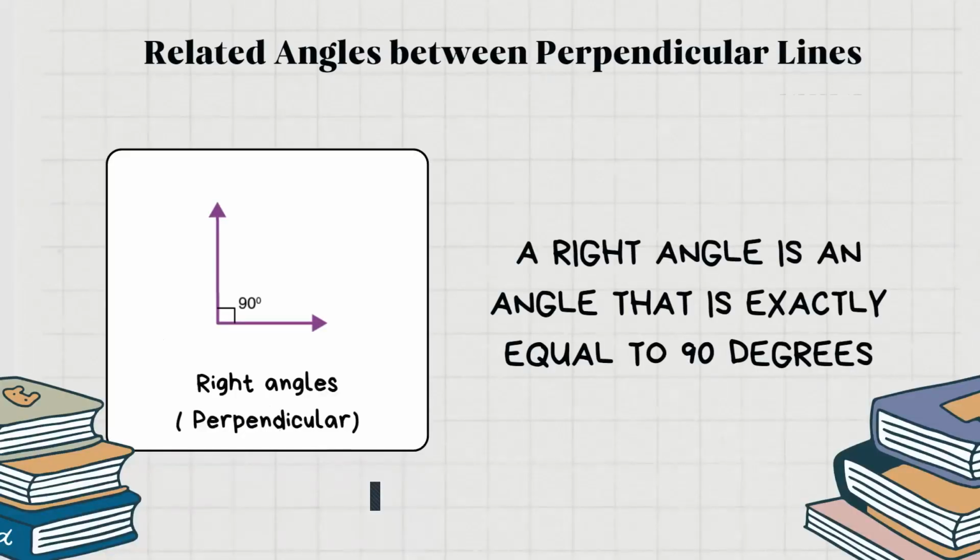And now, here is one type of related angle between perpendicular lines, which is only the right angle. A right angle is an angle that is exactly equal to 90 degrees, which forms an L shape.